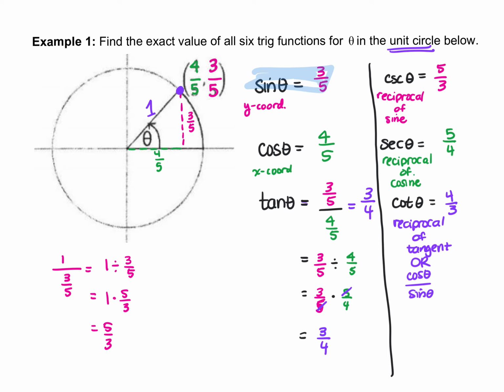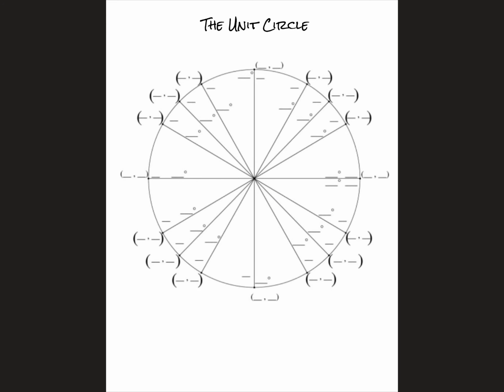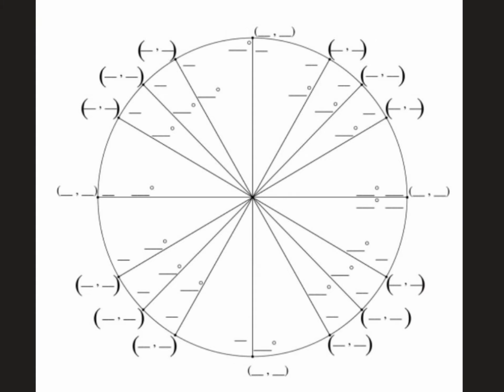I have sine, I have cosine, I have tangent, I have cosecant, secant, and cotangent. Before we start with the next example, I want to take a minute and talk about the unit circle with you. So it's very possible that last year maybe you didn't spend as much time on the unit circle as some of your fellow students. So I want to take some time and build this unit circle with you.